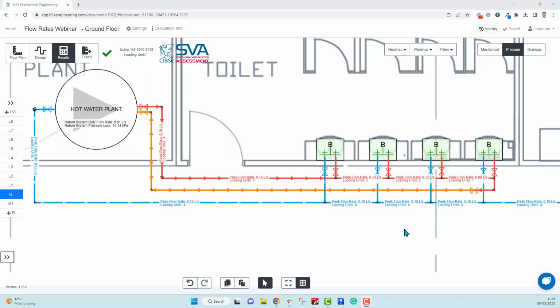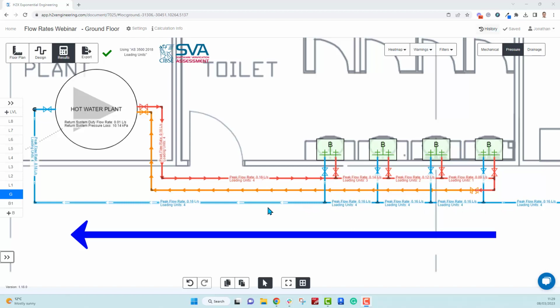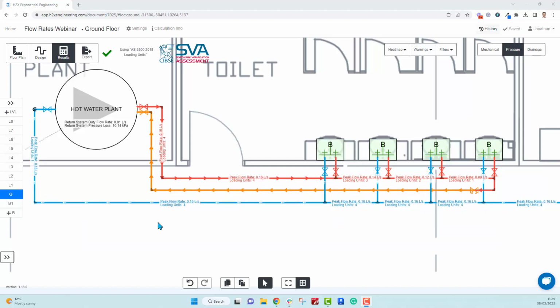Let's look at a little bit more complicated project here where we have hot and cold water pipes supplying the same fixtures. So the cold water comes in from the right to the left here, as we can see with the arrows. It supplies the basins, but it also supplies the hot water plant, which will supply the basins with the hot water.